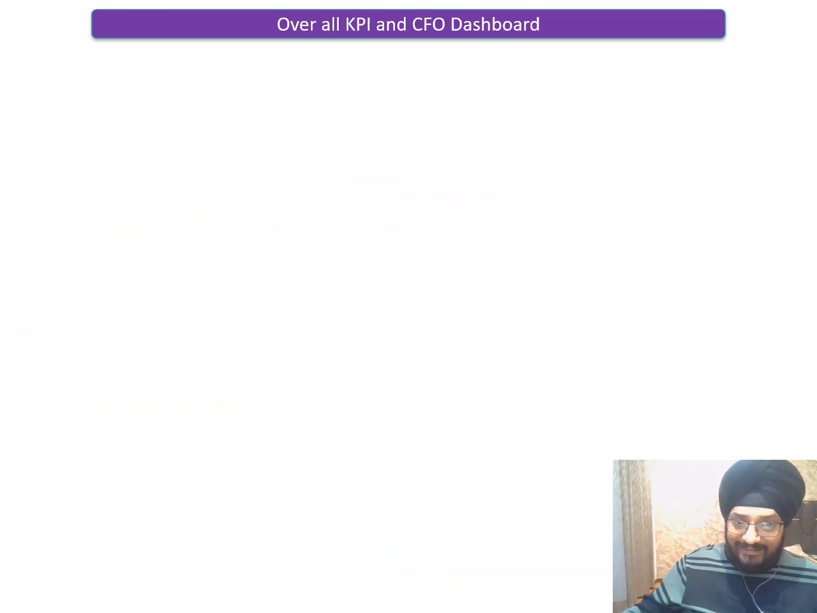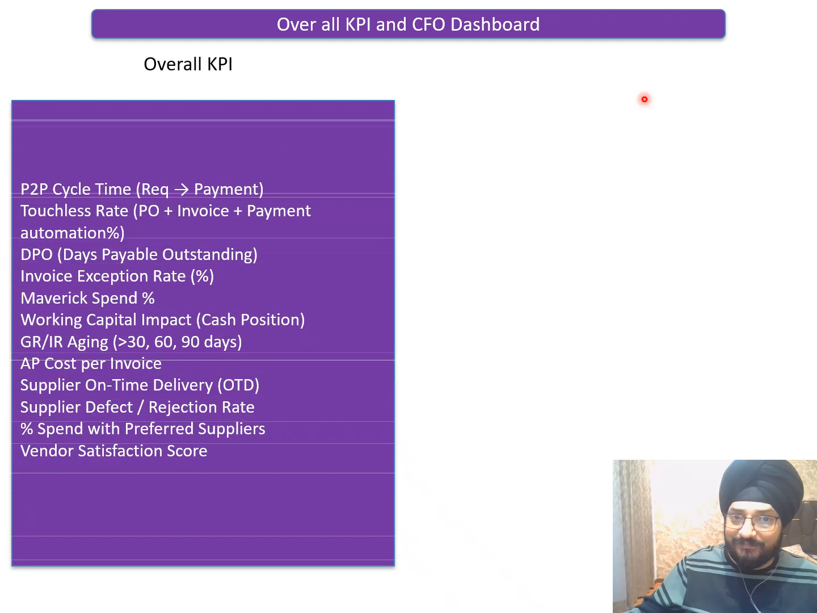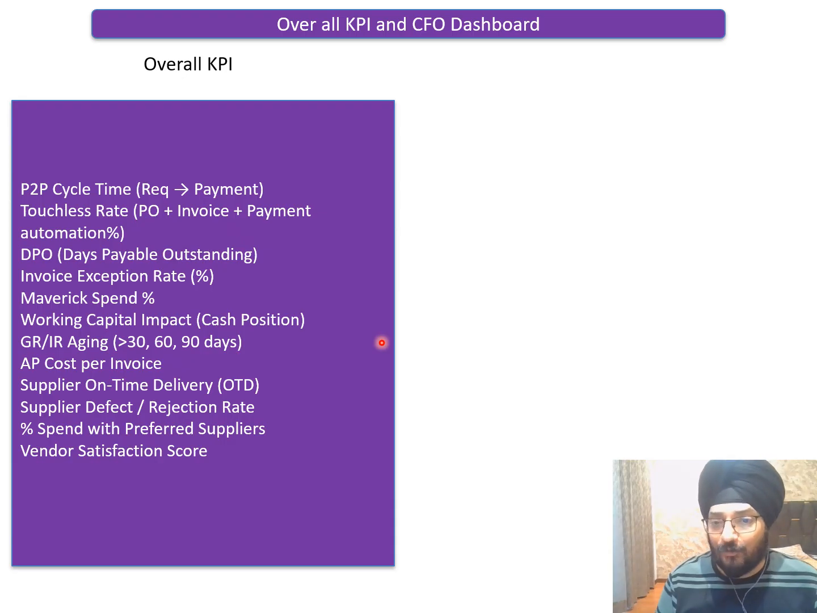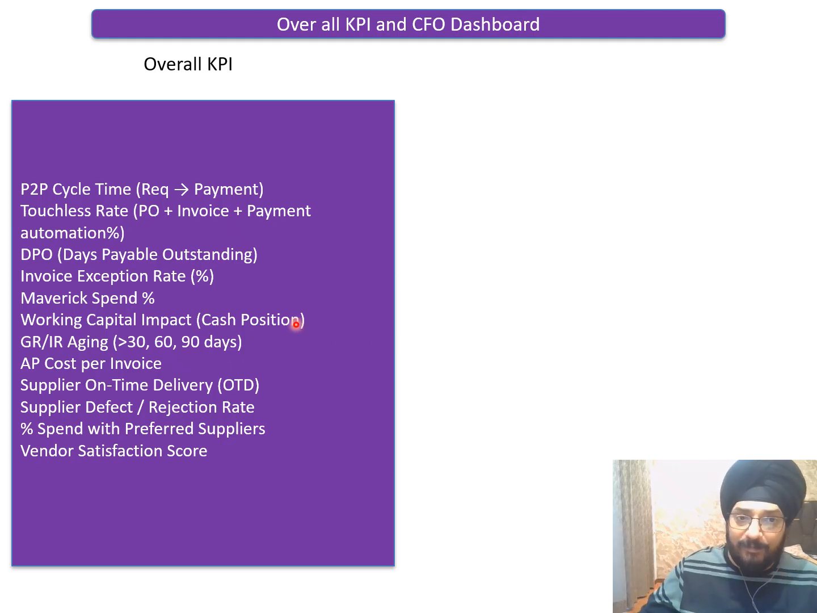Okay, so let's just quickly have a look at the overall KPIs. Out of the KPIs that we showcased in the last slide, which is close to 25 to 30 KPIs, these are some handpicked KPIs that are required to ensure that the P2P process is running fine. So P2P cycle time, starting from requisition to payment.